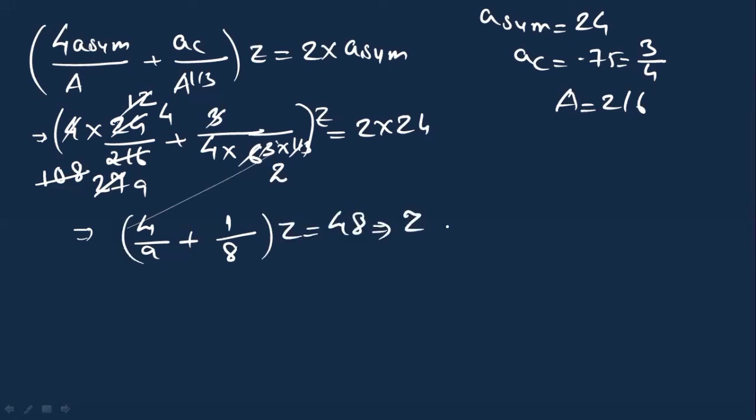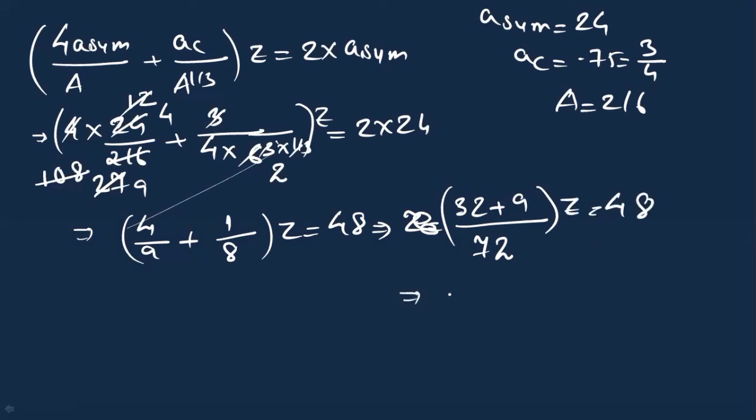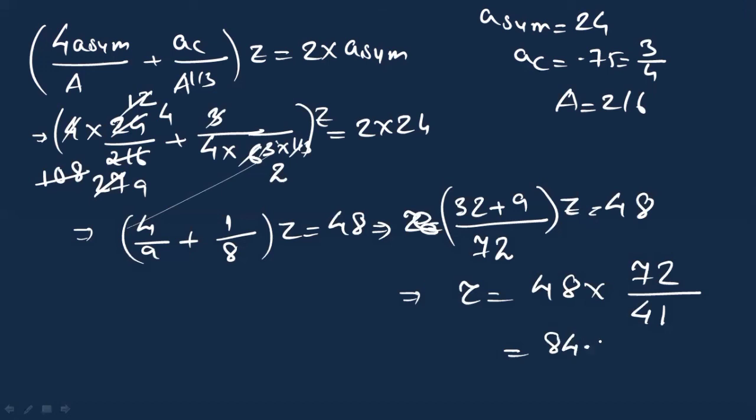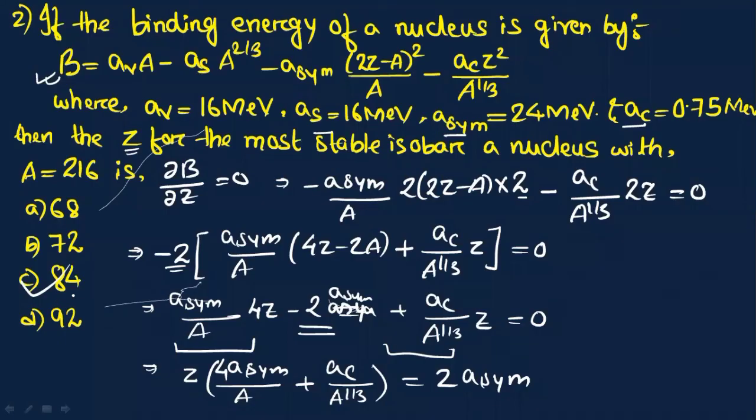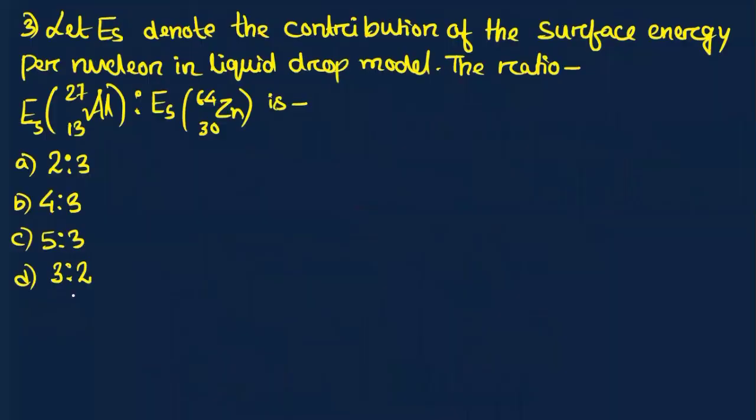So you can write here Z is equals to what? First let me take the LCM of the left hand side. You will get 72. 8 4s are 32, plus 9, into Z. In the right hand side you will have 48. So Z will be equal to 48 into 72, the entire term divided by 41, that is 32 plus 9. When you calculate this, you will get the answer 84.29, which is approximately 84. So this is the value of Z. So the correct option is Option C. You will get these types of questions.